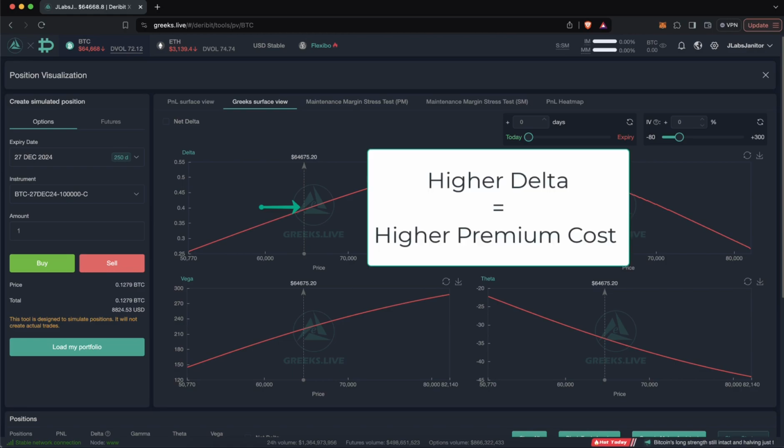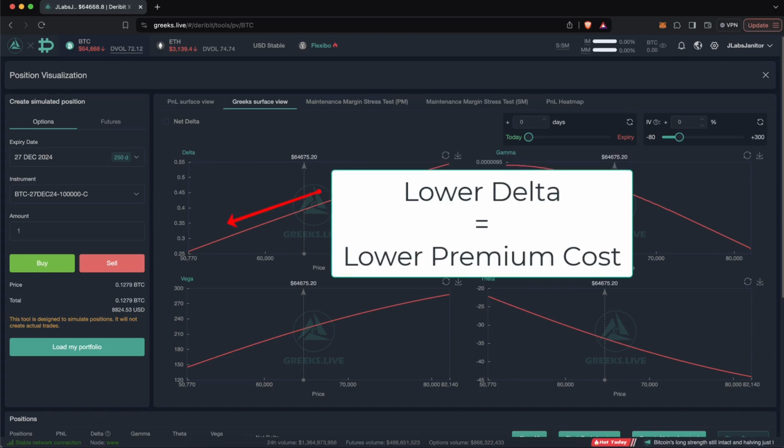The closer it gets to 100K, or in the money, the closer its value will move to a score of 1.0, and the more premium this contract will command. Conversely, the further downward price moves away from the $100,000 target, the lower the delta value will be, and the less premium this options contract will command.